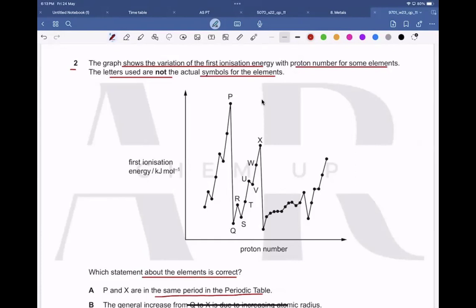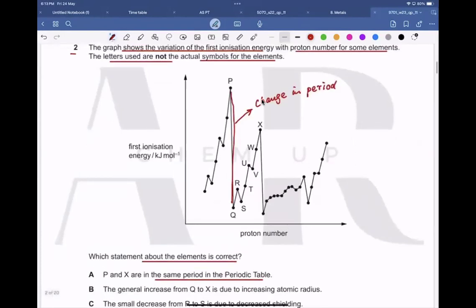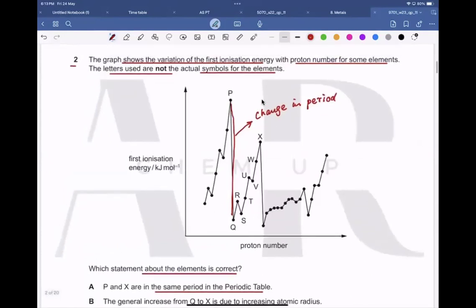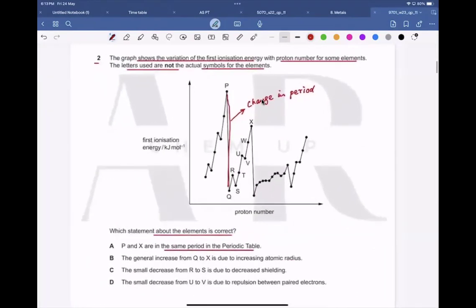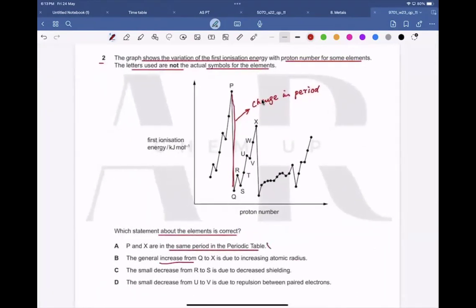Okay, I don't know, the screen is again stuck. Yeah, so it's a change in period. So this goes wrong. The general increase from Q to X is due to the increase in atomic radius. No, if you see there are 2 drops, so it's due to the ionization energies, not atomic radius. So A and B go wrong.